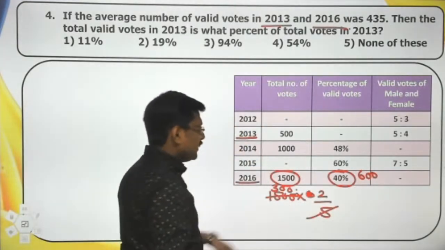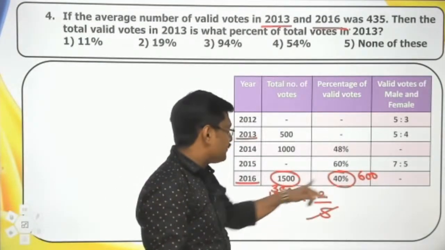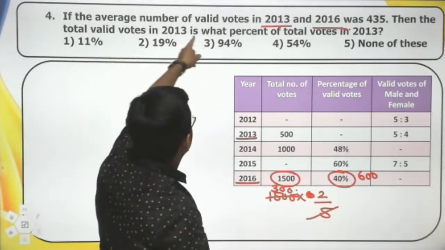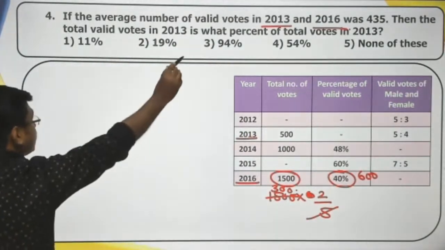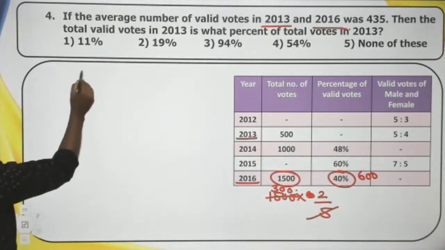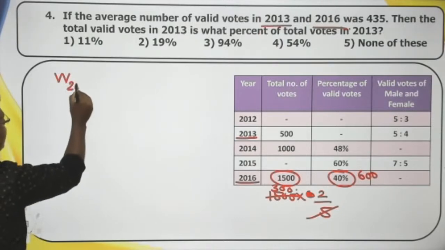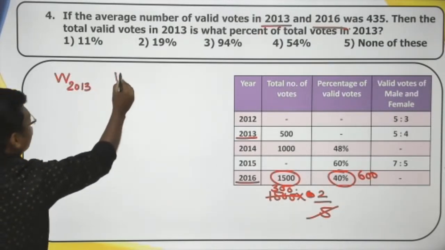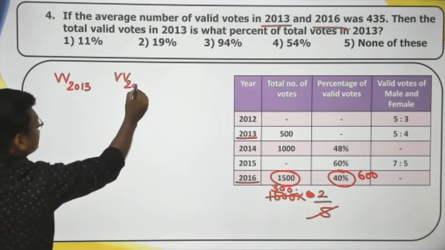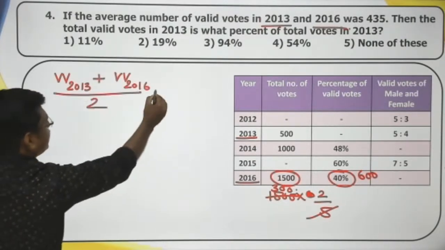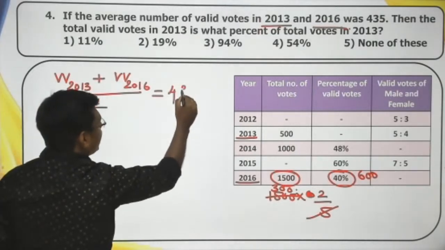That means 40% of this 1500 will be 600. They are connecting like this: the average number of valid votes in 2013 and 2016. So the average vote means I am considering valid vote 2013 and valid vote 2016. The average of this is, we need to add both and divide by 2. This we will get as 435.